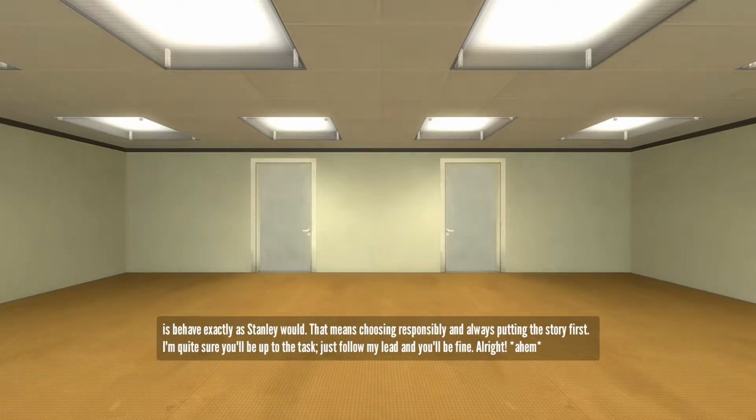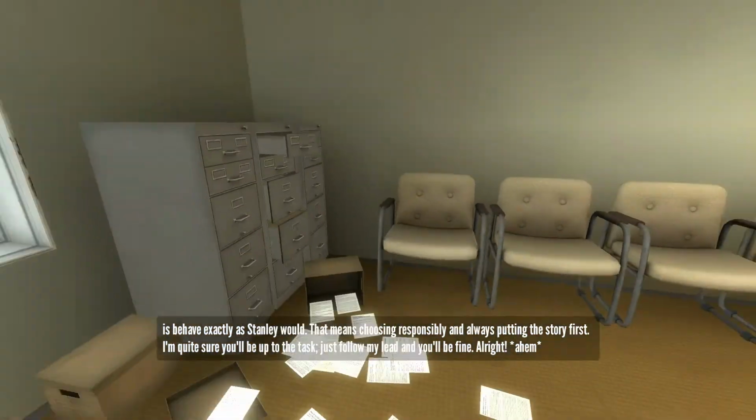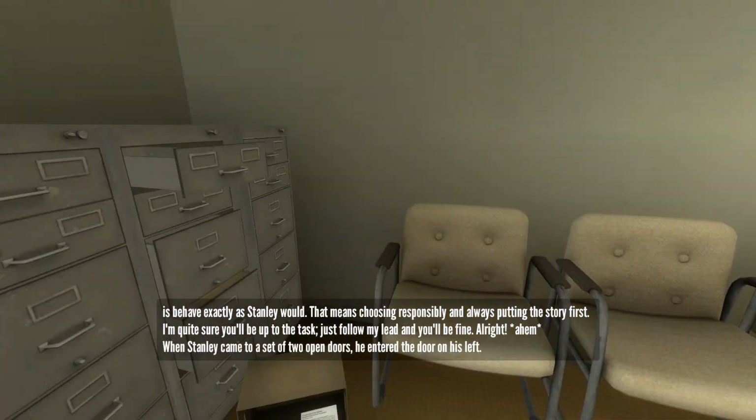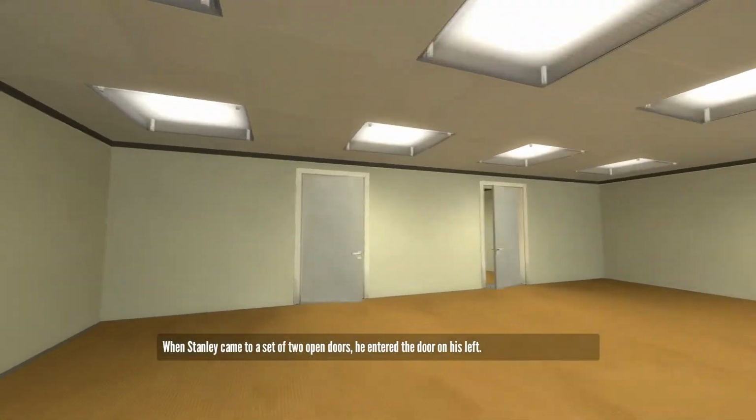Behave exactly as Stanley would. That means choosing responsibly and always putting the story first. I'm quite sure you'll be up to the task. Just follow my lead and you'll be fine. All right. When Stanley came to a set of 2 open doors, he entered the door on his left. On his left.